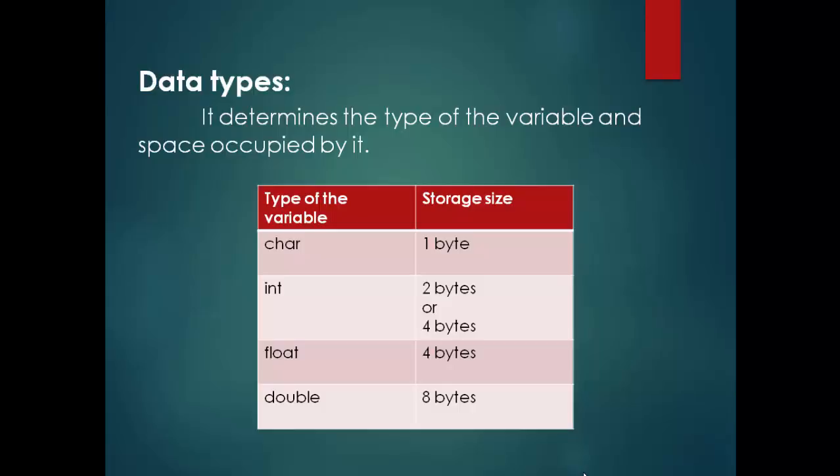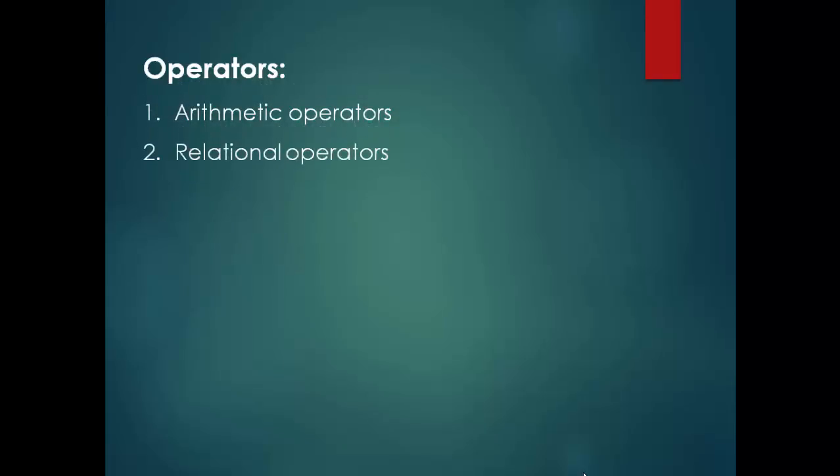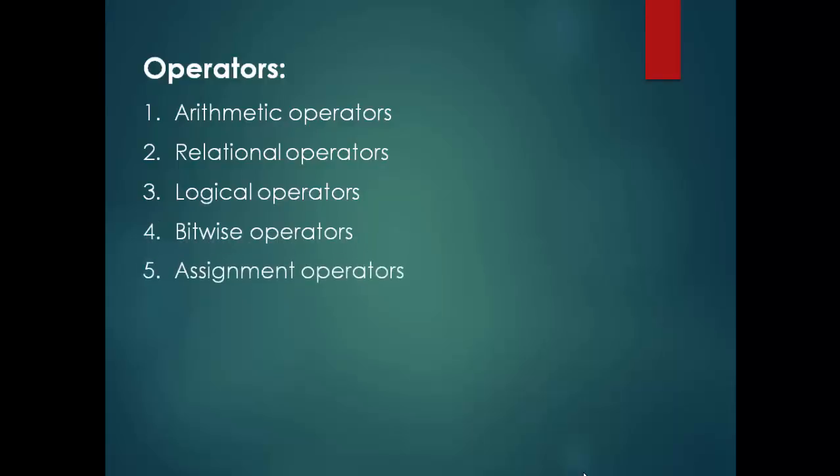Apart from these, we can add data types according to our requirement, and those are known as user defined data types. Let's move on to operators. Operators are the symbols used to indicate arithmetic and logical operations. They help us to solve real-time problems using a mathematical solution. Few operators used by C language are arithmetic operators, relational operators, logical operators, bitwise and assignment operators. Let us discuss about them in brief.